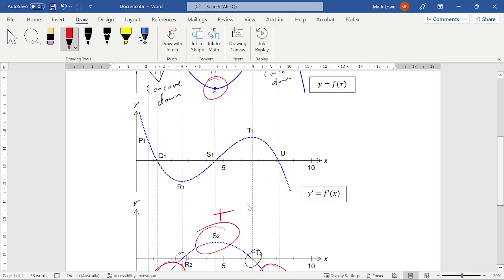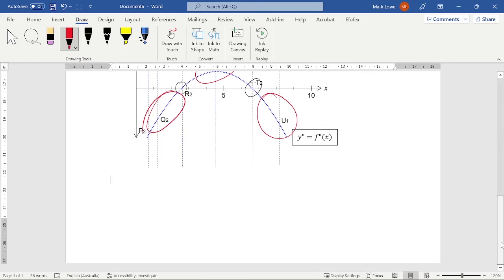So there's a couple of ways that we can work out if a turning point is a maximum turning point or a minimum turning point. We can use our gradient table, or we can find our second derivative and just substitute the point into our second derivative. And if it's positive, it's a minimum turning point. If it's negative, it's a maximum turning point. Okay, it might be worthwhile noting that down somewhere.